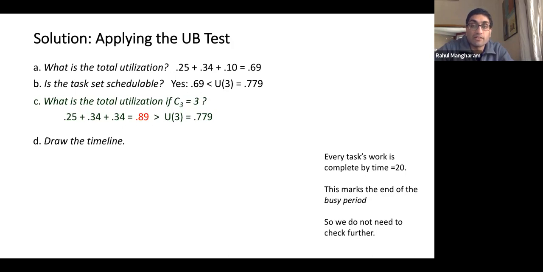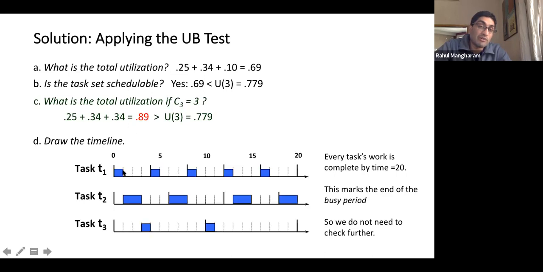So if you want to have an if and only if proof, then the sufficient and necessary conditions need to be satisfied. In this test, it only has a sufficient test. That means it's not necessary that this condition be satisfied for the task to be schedulable. So what you would do now in this case is just draw the timeline out, and then you would see, is it schedulable?